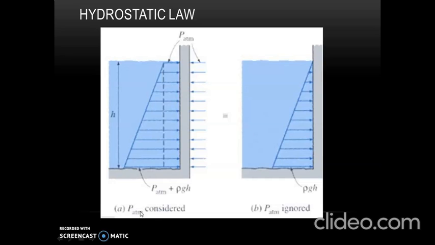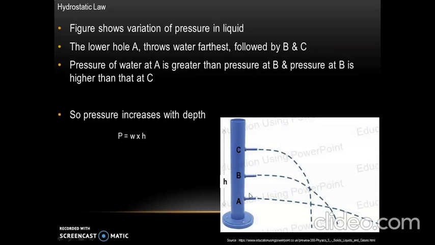But here in this diagram, we will consider atmospheric pressure. So we need to show the magnitude of atmospheric pressure. And down at the bottom of the container, total pressure will be the magnitude of atmospheric pressure plus W into H, that is rho GH. So the total magnitude of pressure at the bottom of the container becomes P atmospheric plus rho GH.